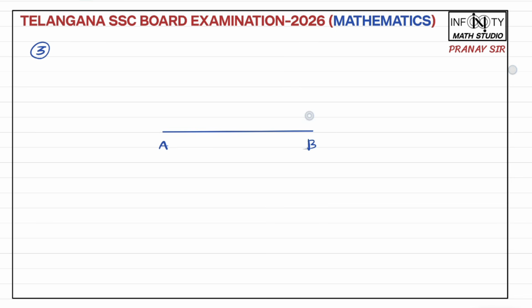Now we need a tree, right? Now here I draw a vertical line which is perpendicular to AB, which resembles the tree. Now let it be C. Here the angle will be 90 degrees.